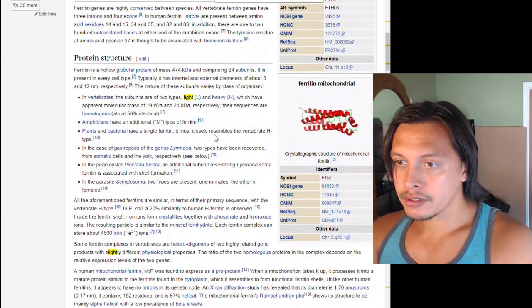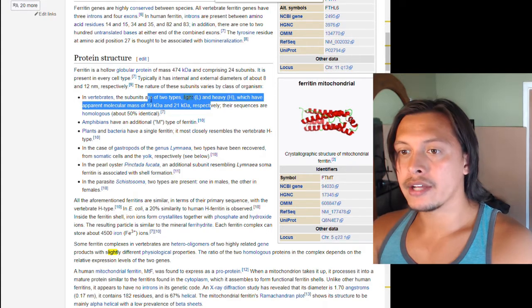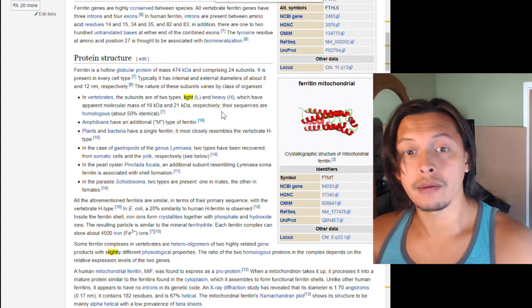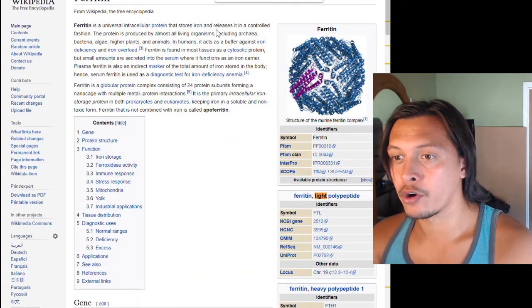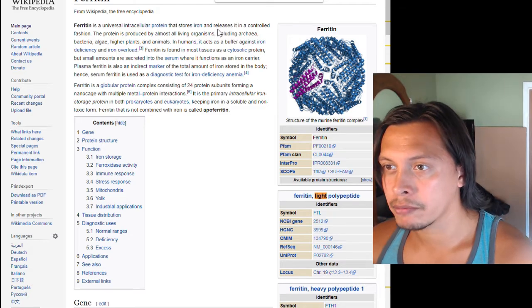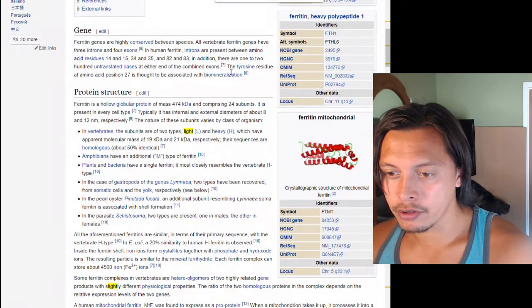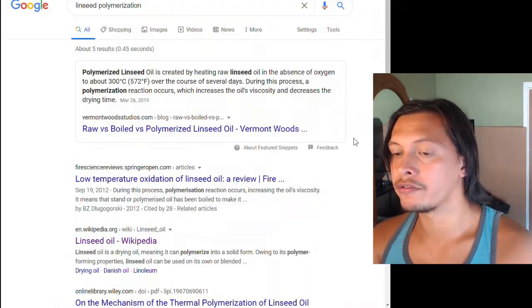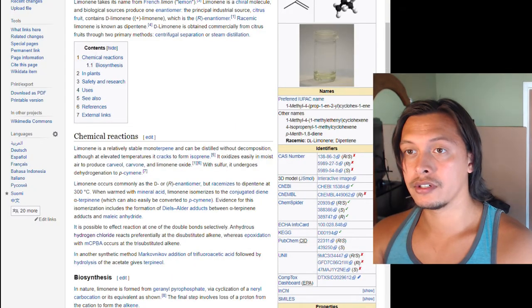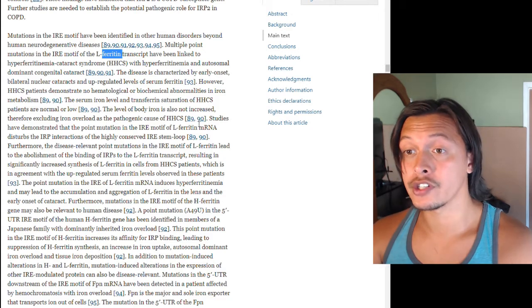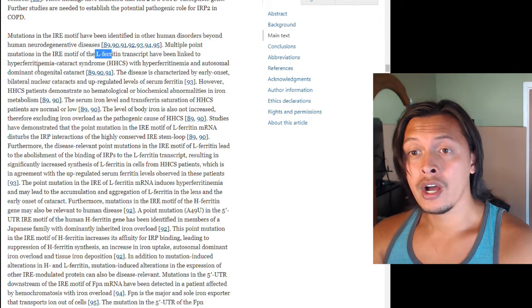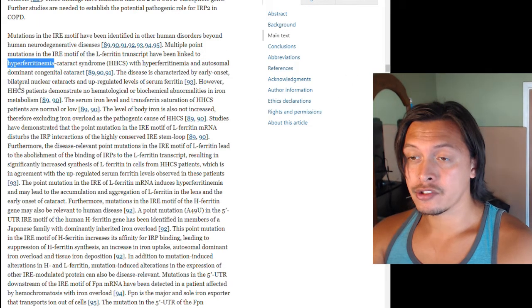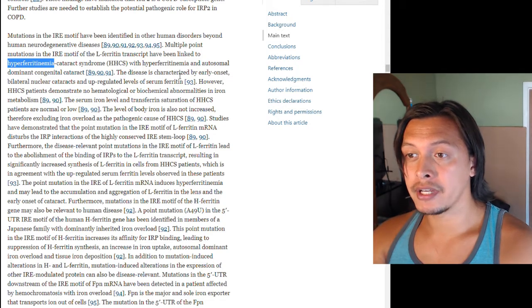Okay, what just happened? Okay, so it looks like they're just the two subunits, the light chain and the heavy chain, so it's a heteropolymer. I'm not going to go into too much detail of the structure of ferritin. Just know that the IRE motif of the ferritin light chain has been linked to hyperferritinemia cataract syndrome, or HHCS, with hyperferritinemia and autosomal dominant congenital cataract.